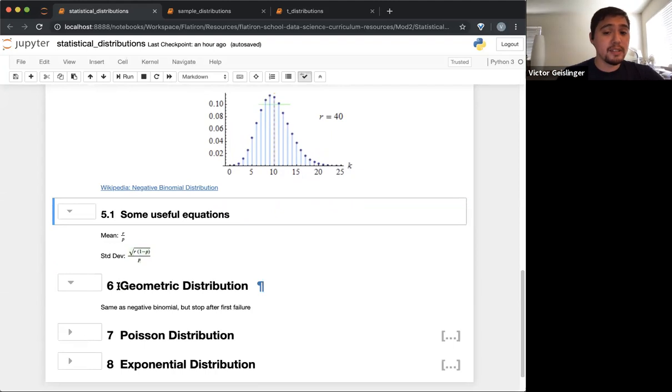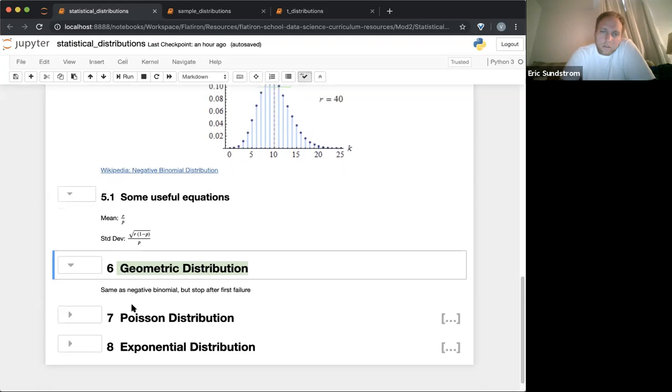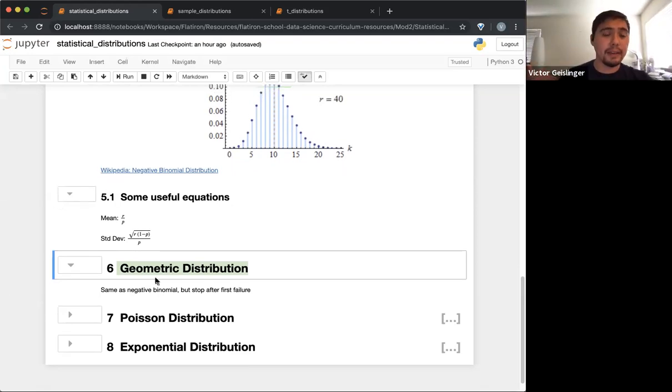Basically, geometric distribution is just a special case where we have one specific failure and it stops. I'm trying to think of a good example, but it's like you keep doing things until you're dead. You only fail once. Once you fail once, we stop right there. That's why this is really common. But just know it's a special case of the negative binomial distribution.